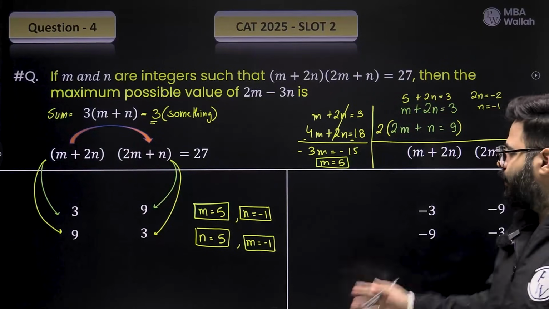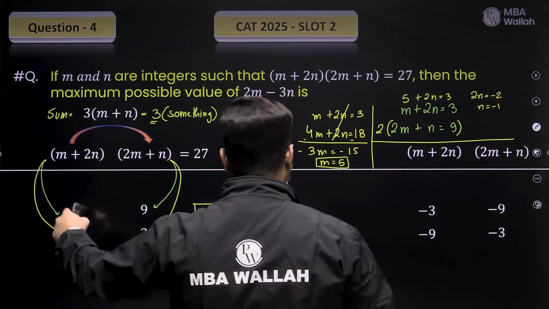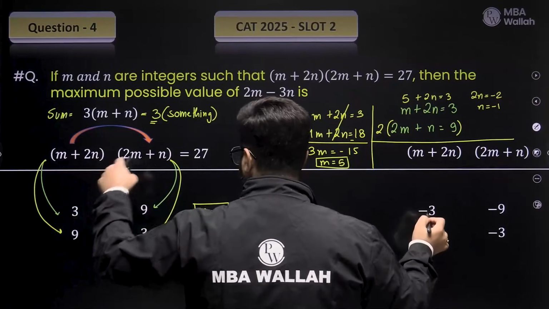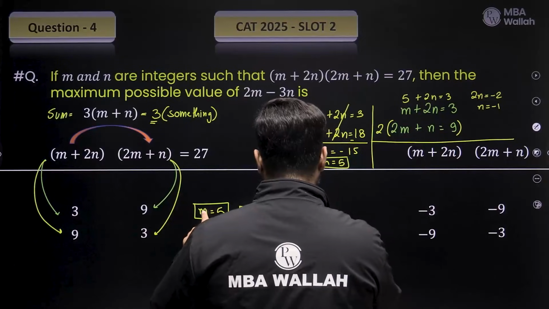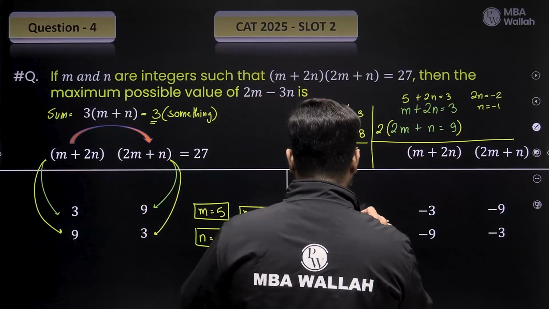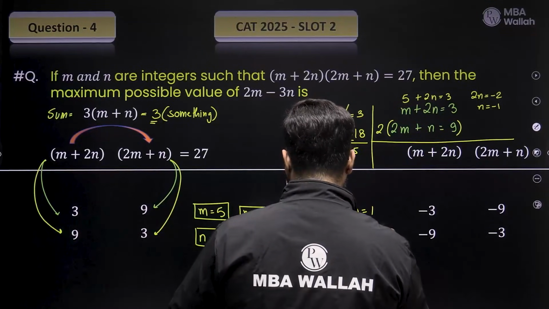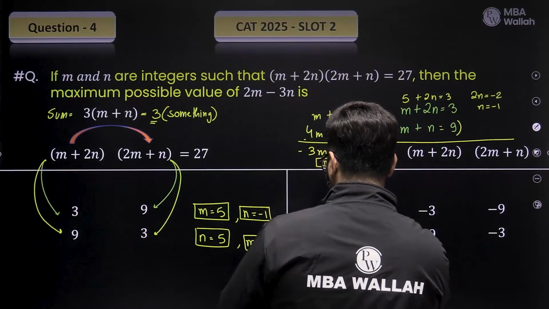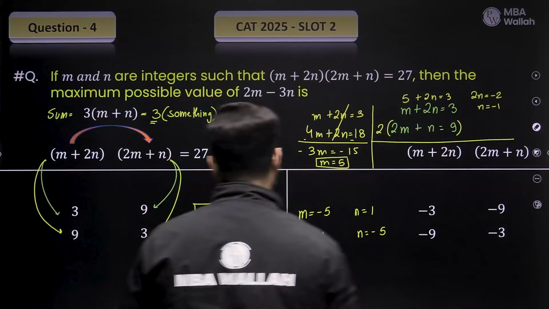So what about this side now? Nothing. Earlier m plus 2n was 3, now it is minus 3. 2m plus n was 9, now it is minus 9. So nothing will change, only the signs will change. Earlier you had m as 5, now it is minus 5. n as minus 1, now it is 1. n as 5, now you have n as minus 5. m as minus 1, now you have m as 1. So I have solved all the 4 equations just by solving 1.